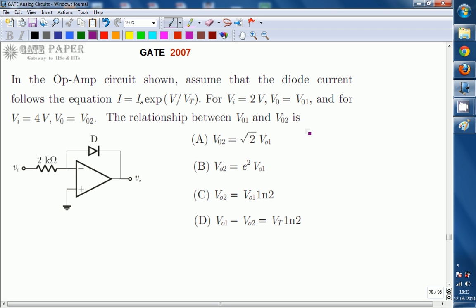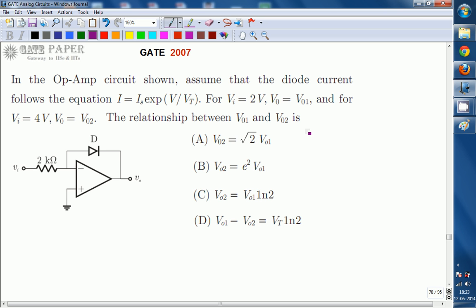Hello, we are discussing the GATE 2007 ECE paper, and this question is related to analog circuits. Look at the circuit diagram given with an op amp, and there is a diode in the feedback circuit.